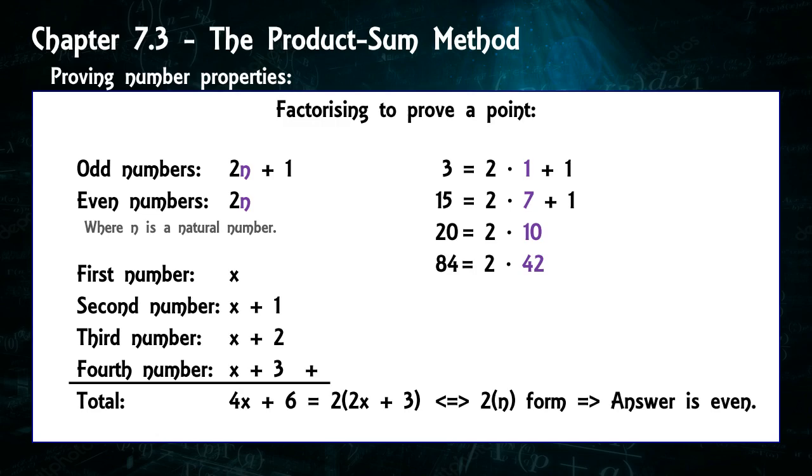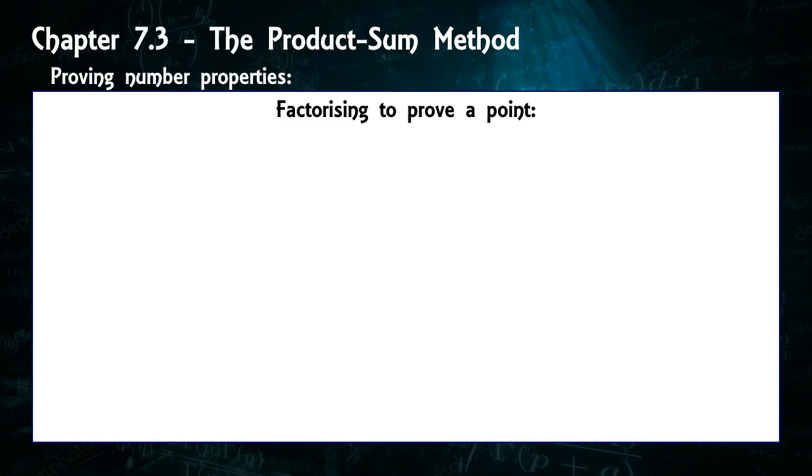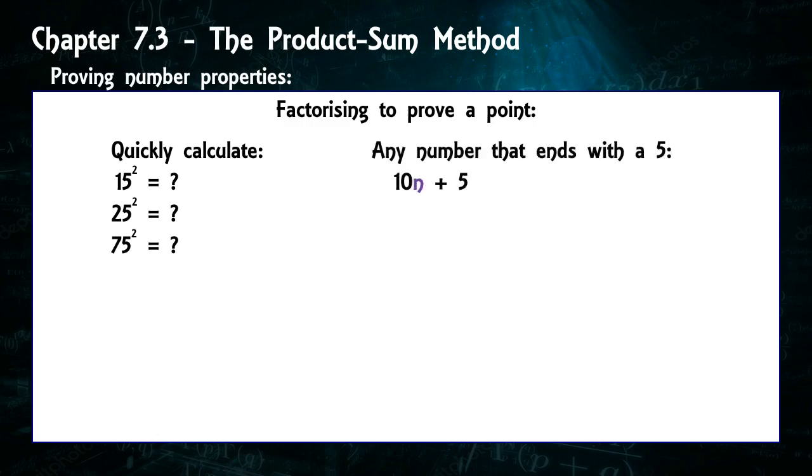The last proof I will show you here is the proof that my own math teacher taught me to quickly calculate the square of a number that ends with a 5. So 15 squared, 25 squared and 75 squared. These numbers can be written in the form 10n plus 5. For 5, the n would be 0, as 10 times 0 plus 5 is 5. For 15, the n would be 1, as 10 times 1 plus 5 is 15.